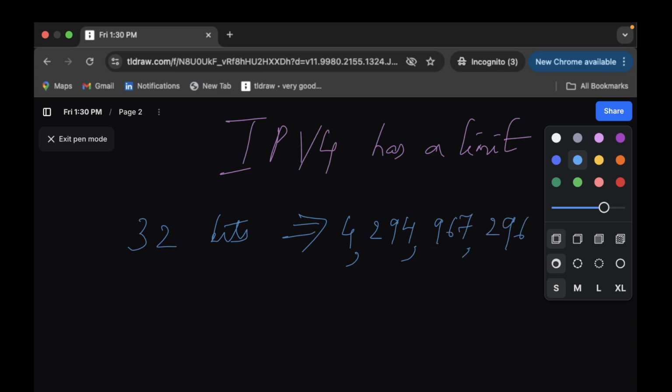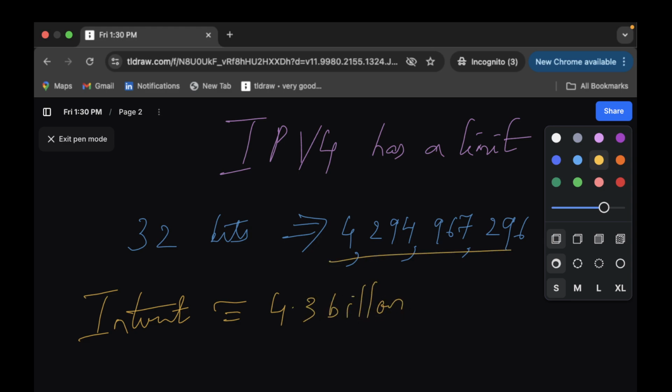But still our devices are working on IP addresses. The total number of people that use the internet today is approximately 4.3 billion, and this number is smaller than that. So how do we solve the issue? What we do is use something called a public and private network. We divide the network into two types, a private and a public network.